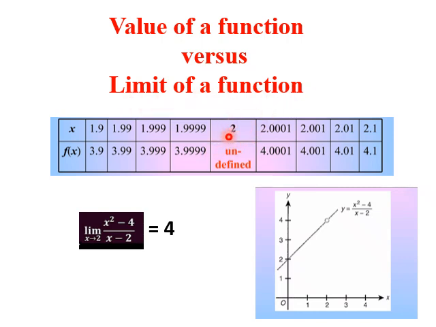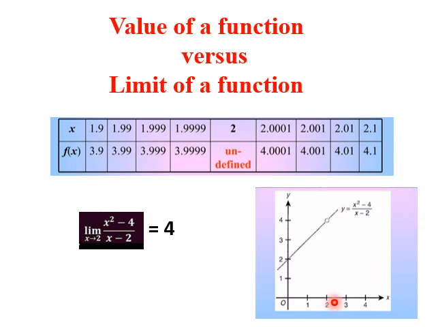At x equal to 2, the value of the function is not defined. However, the limit of the function is defined at x equal to 2. So we found that the limit is 4. Let us try to plot this function, (x square minus 4) by (x minus 2). This is a straight line. We are getting a straight line.